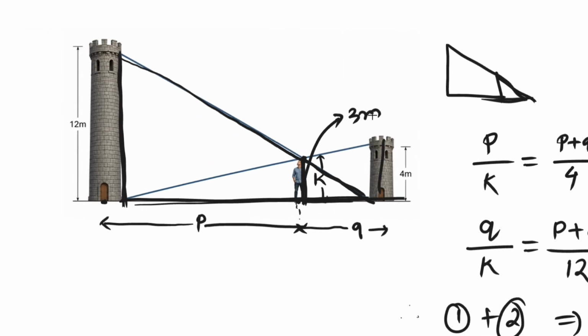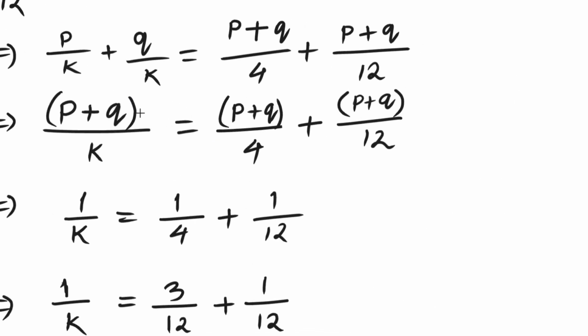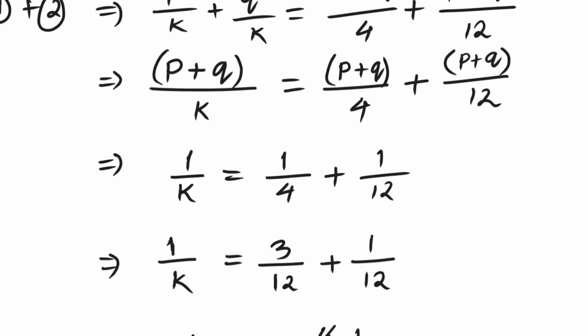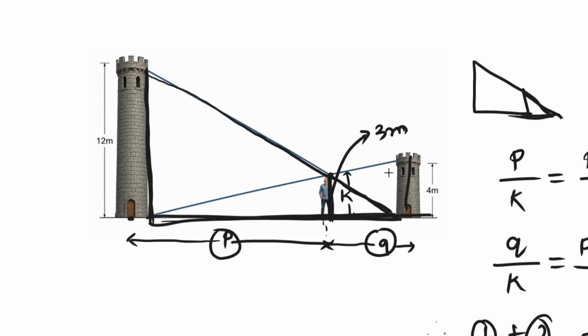Notice that throughout the entire solution, the actual horizontal distances, P and Q, never needed to be calculated. They canceled out naturally during the algebra. The intersection height depends only on the heights of the two towers, which is a very elegant result. So the final answer is 3 meters.